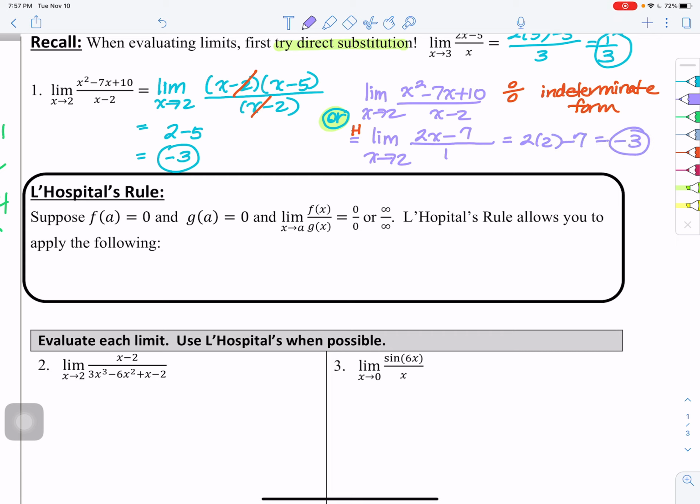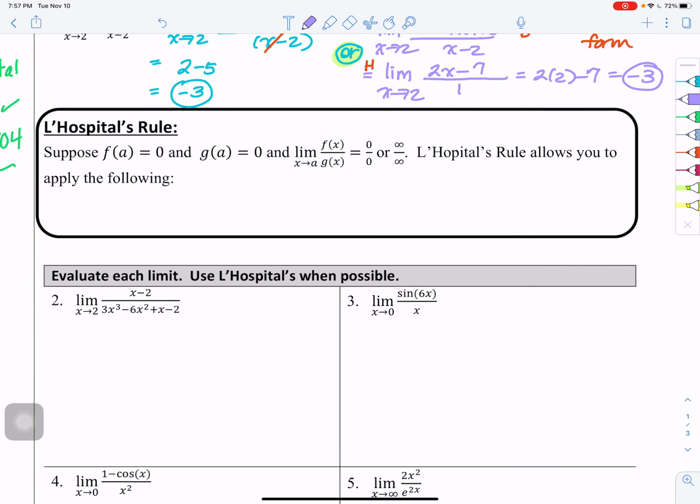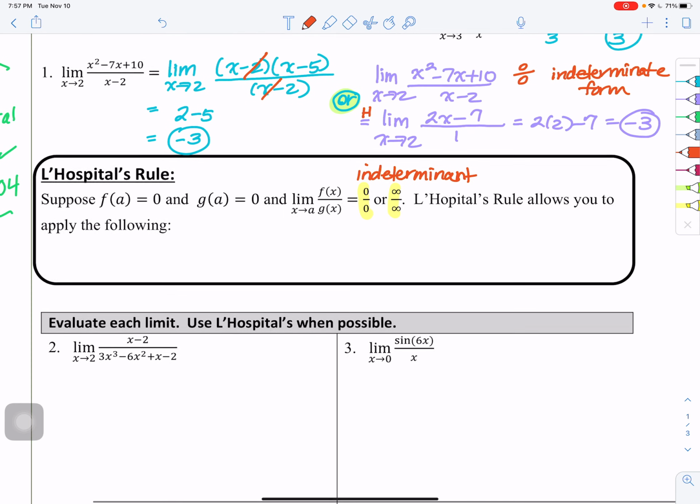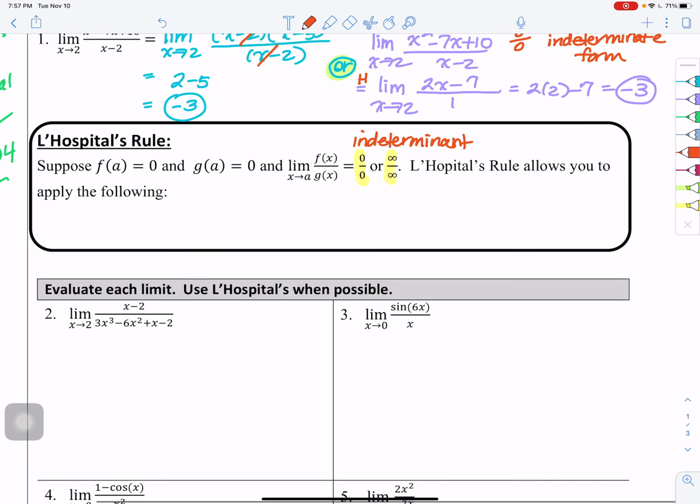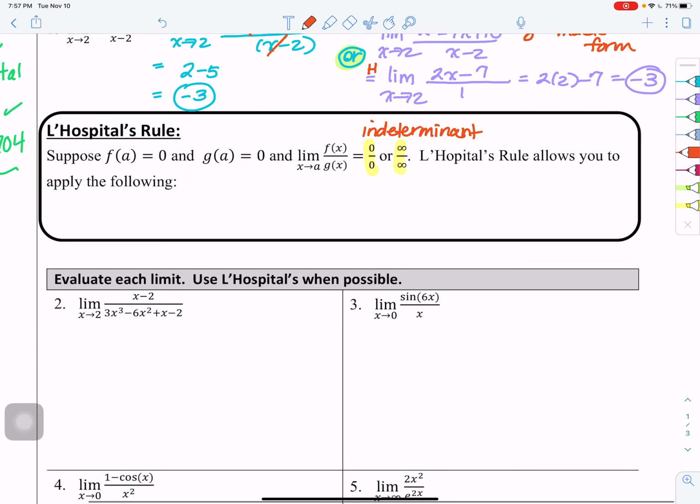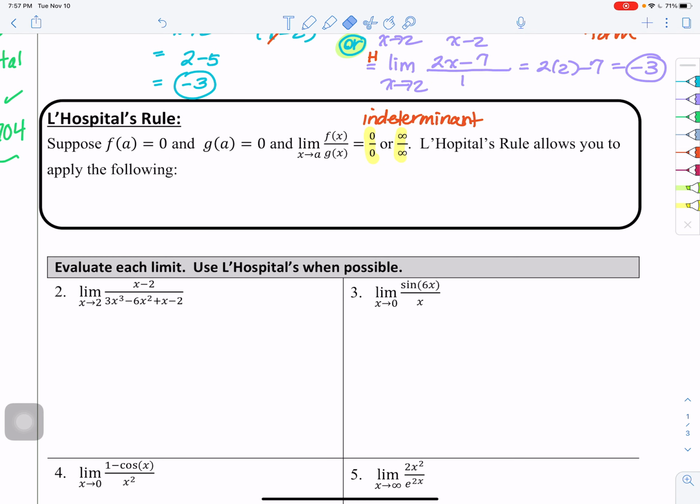So what L'Hopital's rule says is that if you plug the value in and you get an indeterminate form, 0 over 0 or infinity over infinity, both of these are called indeterminate form. If you get either one of those, you can apply L'Hopital's rule.